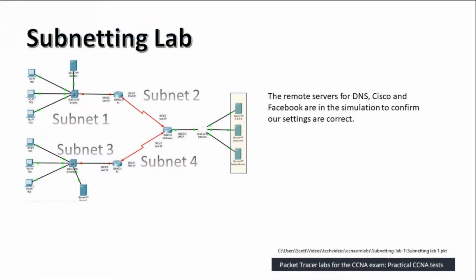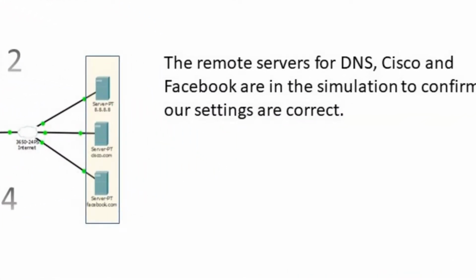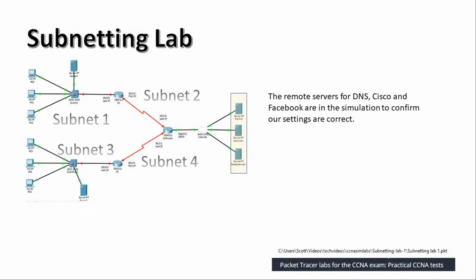Now, the remote servers for DNS, Cisco, and Facebook are in the simulation to confirm our settings are correct. These are not real Facebook or Cisco websites. This is all within the simulation.